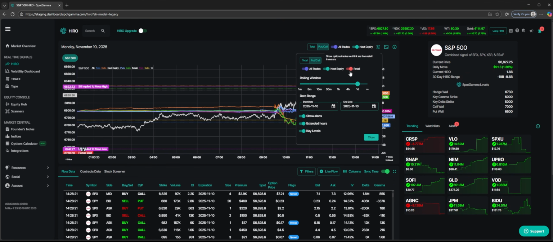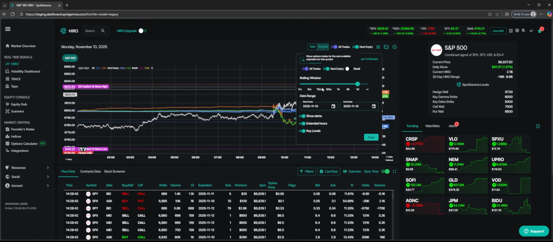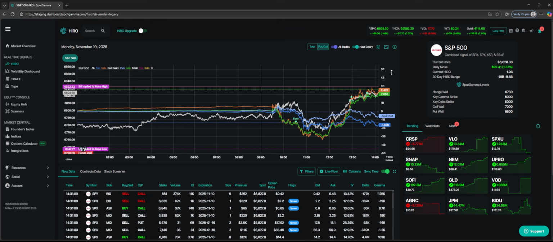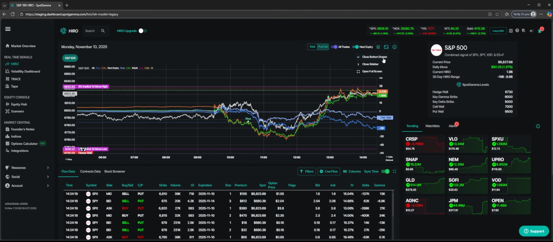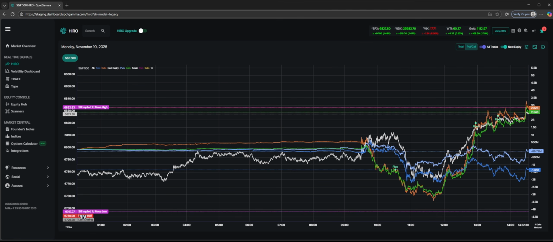If you would like to have this on your chart, you can also see this as retail puts purple, retail calls yellow. In addition, you can also select the time frame on which you choose to trade, 1 minute up to the daily chart. Now, once you're setting up the characteristics of the tool, you could choose the sizing. By clicking on this box, you can choose to close the bottom, close the sidebar, or go full screen. And this is my preferred setting to view the tool.